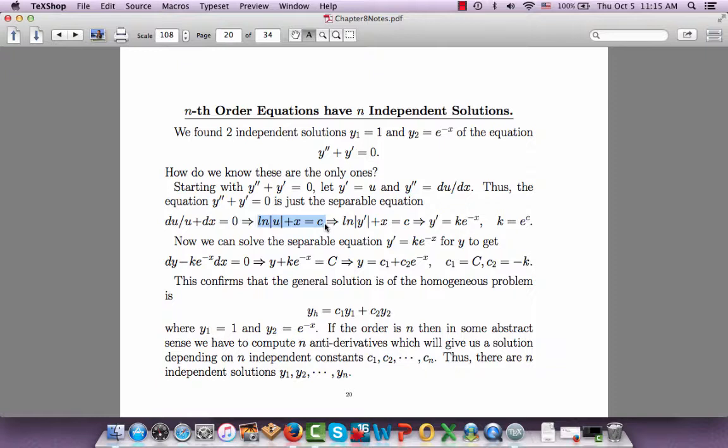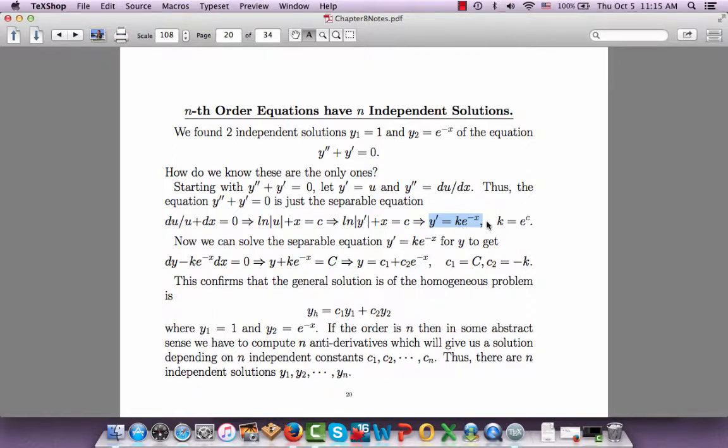But remember what u was. It was y prime. So I just plug that in. This is what y prime has to satisfy. And we can solve this for y prime, using the same thing we've seen before where we change our symbols for our constants to make things look simpler. The basic solution here is that y prime has to be some constant times e to the minus x.